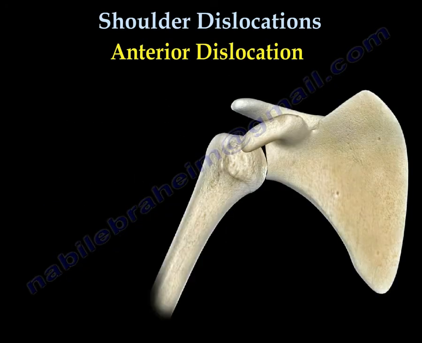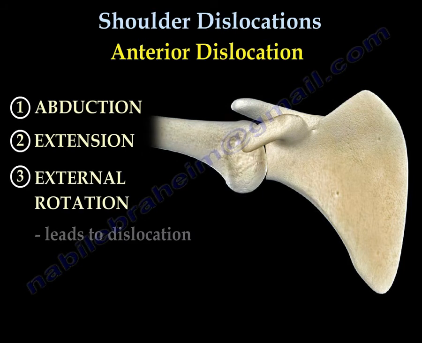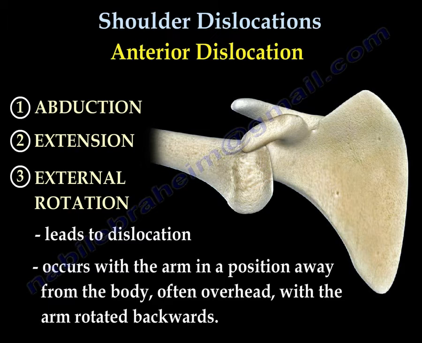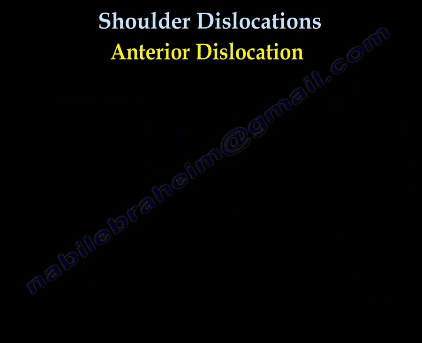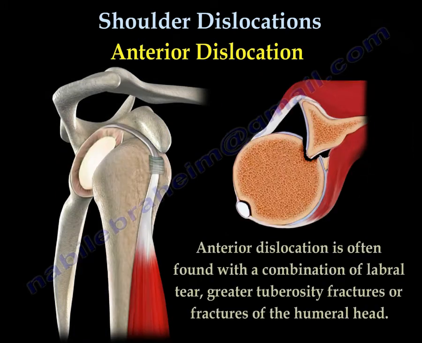Here you can see the mechanism of abduction, extension, external rotation that leads to the dislocation, and the arm will be in a position away from the body, often overhead, with the arm rotated backwards. This is a normal shoulder joint without dislocation. You can see the biceps tendon anteriorly.